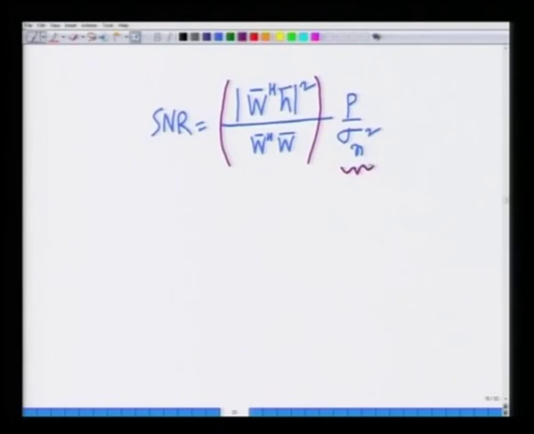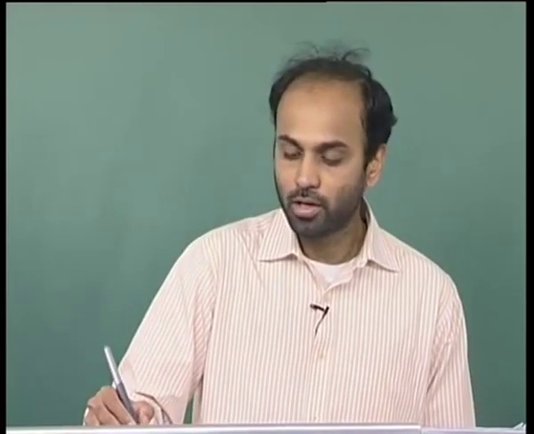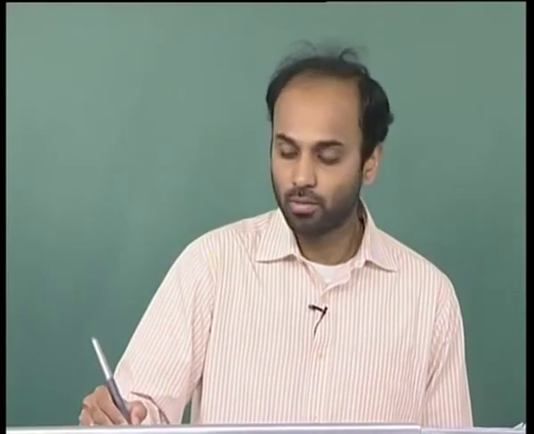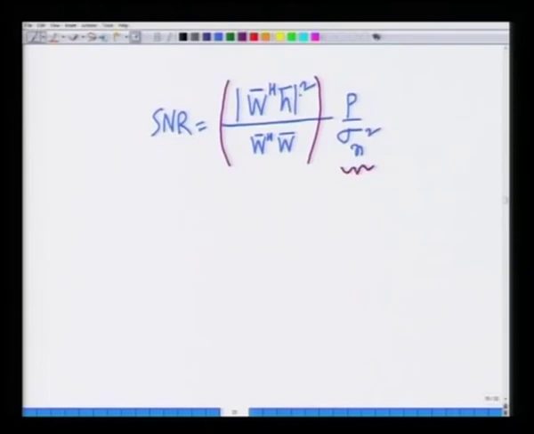This P over sigma n square on the right hand side does not depend on the beamformer W bar. The only part that depends on the beamformer is magnitude square of W bar Hermitian H divided by W bar Hermitian W bar. So, now I want to maximize this SNR. In other words, I want to choose W bar such that this value is maximum.